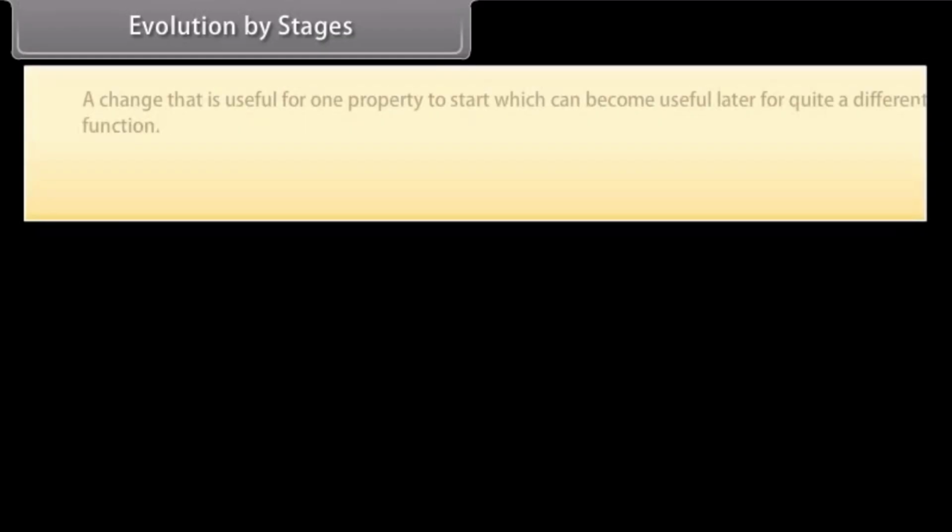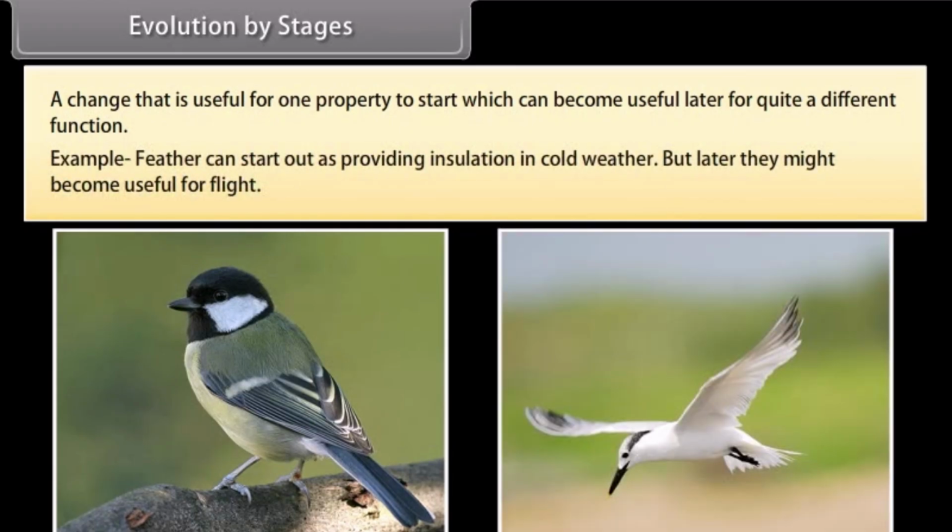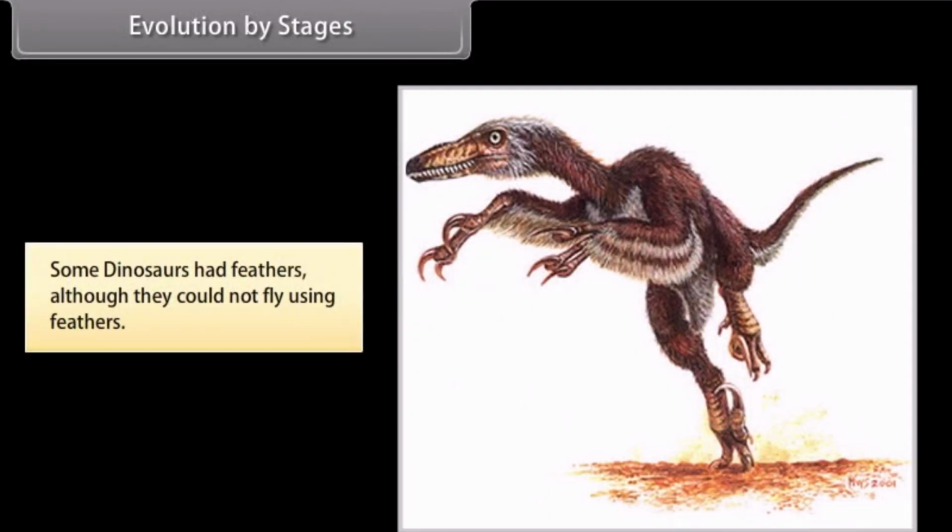Evolution by stages. A change that is useful for one purpose to start with can become useful later for quite a different function. Example: feathers can start out as providing insulation in cold weather, but later they might become useful for flight. Some dinosaurs had feathers, although they could not fly using feathers.